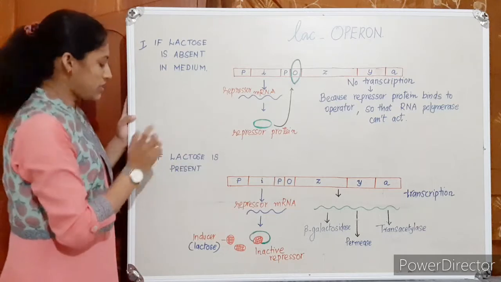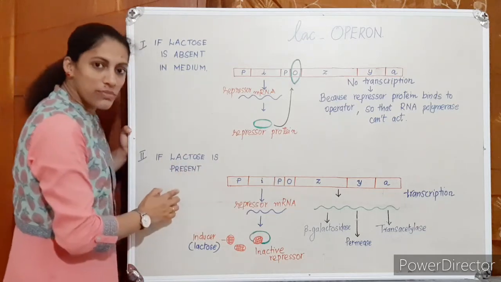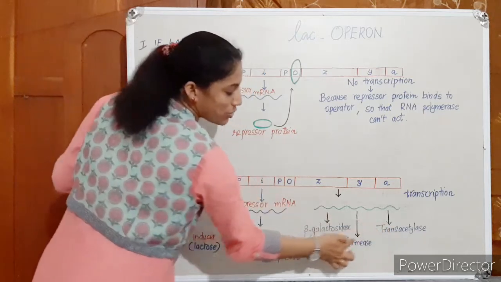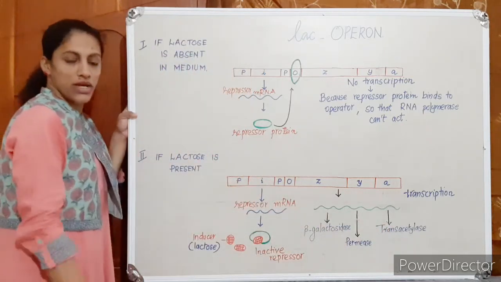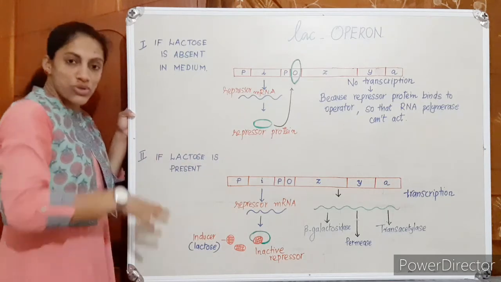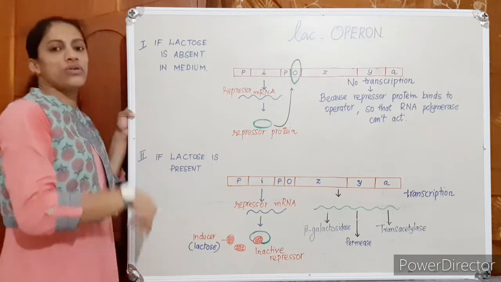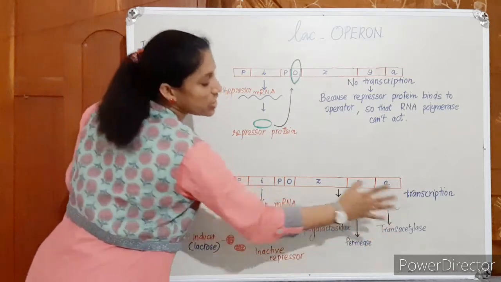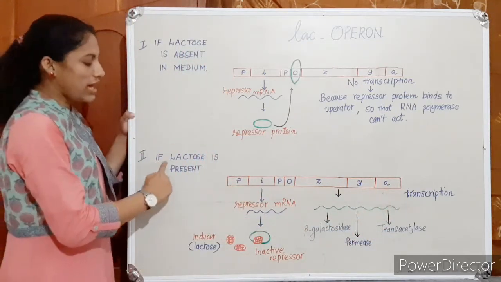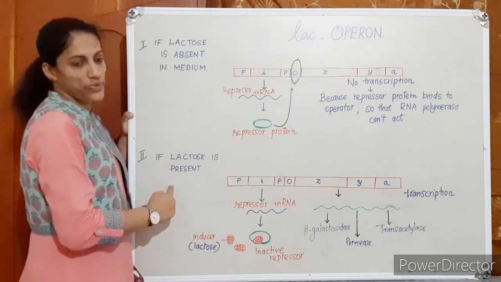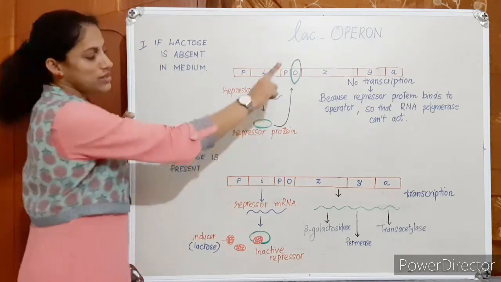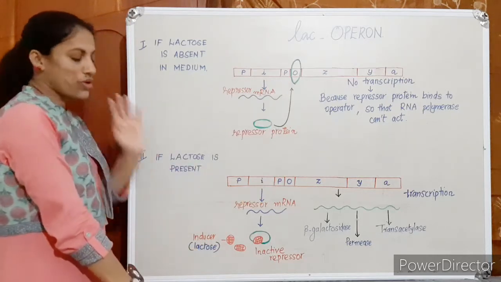How it is, we will discuss. If lactose is present in the medium, transcription must occur. These enzymes are required for the lactose metabolism. The bacterium is getting lactose, it should metabolize that lactose. It should break down the lactose into glucose and galactose. For that, these 3 enzymes are required. So, transcription must be there when lactose is present in the medium. It should not be there when lactose is absent in the medium. That is what we are going to discuss.